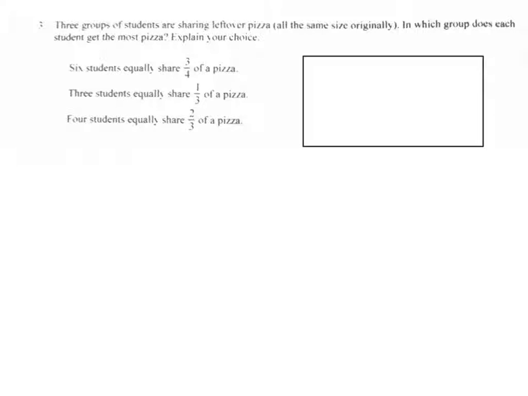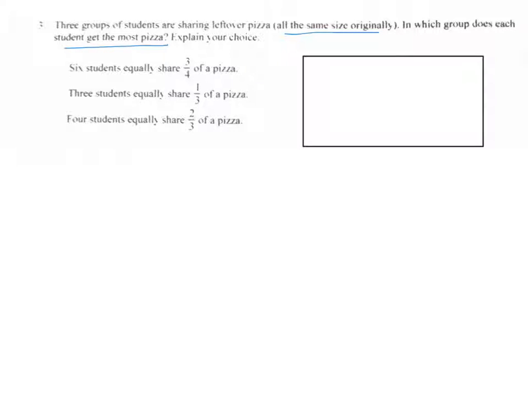Okay, let's look at number 3. It says 3 groups of students are sharing leftover pizza that was all the original size to begin with. And in which group does each student get the most pizza? Explain your choice. So there's 2 ways you can work this. You can work this out mathematically, or you can work this out visually and get the same answer. So I'm going to start with working it out visually.